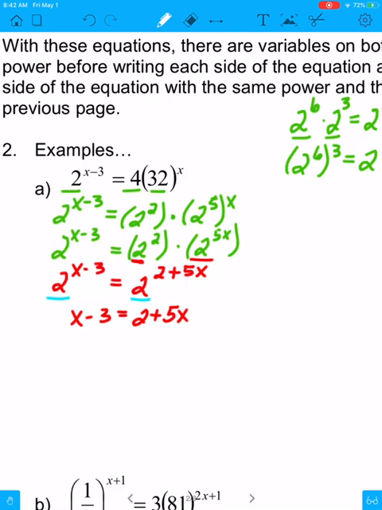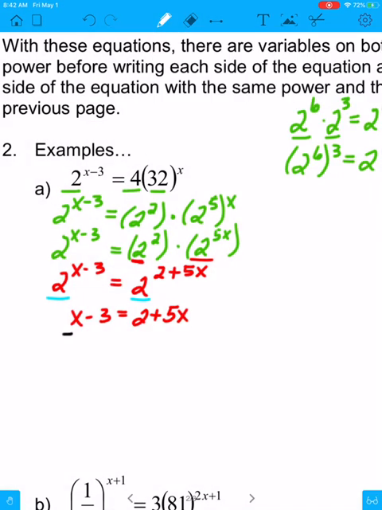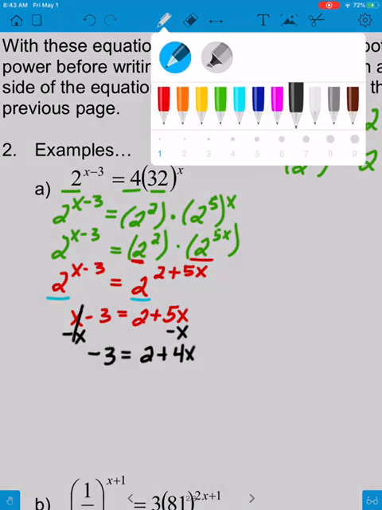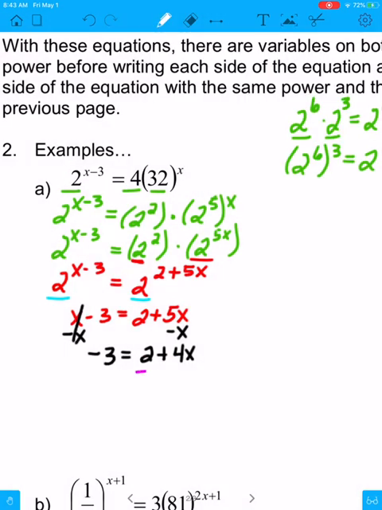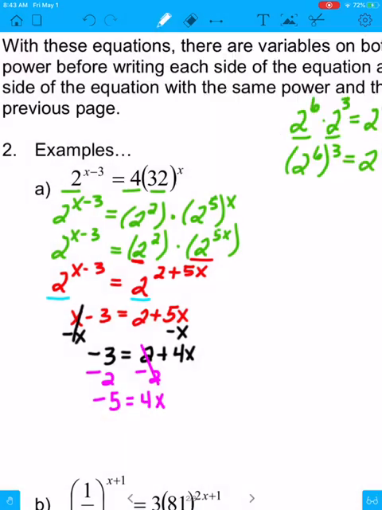Once again, I have an x on both sides. So I'm not going to overthink it, I'm just going to move one of them. So I'm going to subtract x. So I get negative 3 equals 2 plus 4x. Then I'm going to subtract 2. Negative 5 equals 4x. And then I'm going to divide by 4. X equals negative 5 over 4.